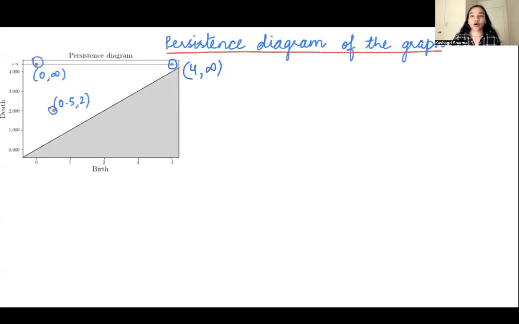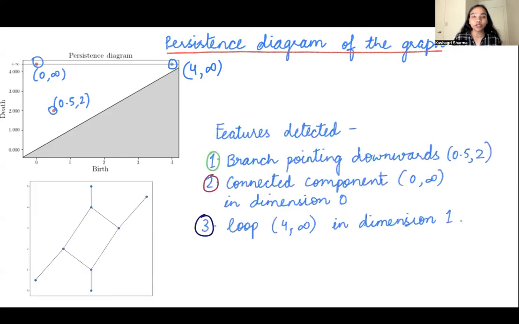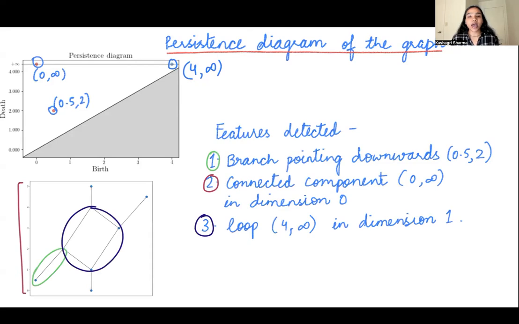So moving on, if we look at the persistence diagram of this graph, which is obtained by using the sublevel set persistent homology, we get to see these features. The green one is the branch pointing downwards, which starts at 0.5 and joins with the original component at 2. Another component, the connected component in dimension 0, started at 0 and then persists forever, so the second coordinate is infinity. And another feature, the one-dimensional feature, which is a loop, appeared at 4 and then persists forever, so the second coordinate is again infinity.